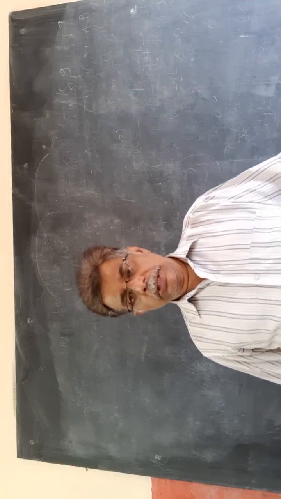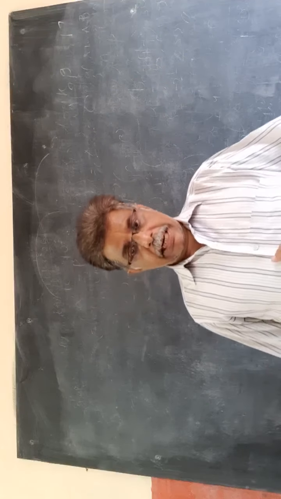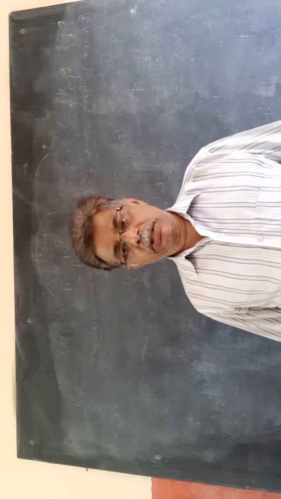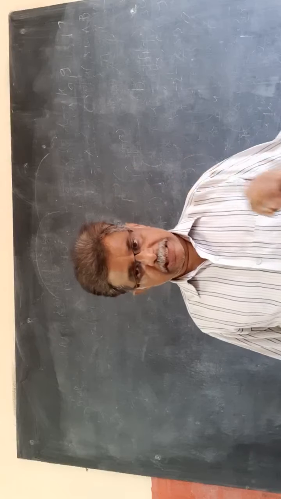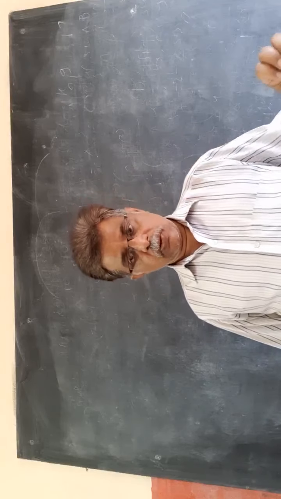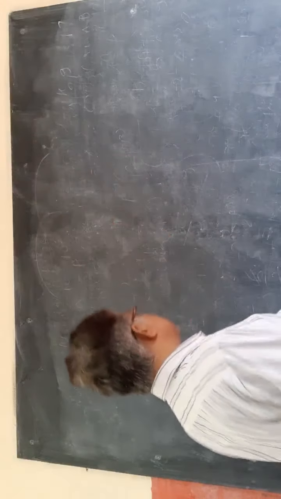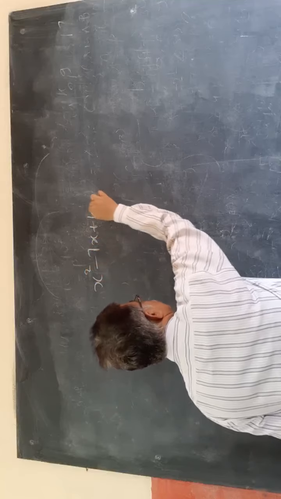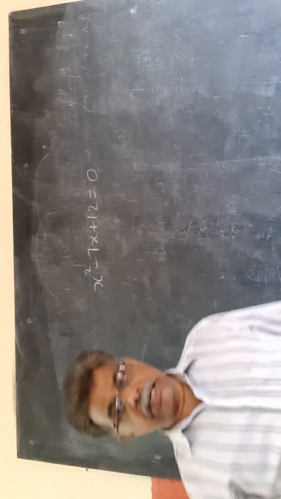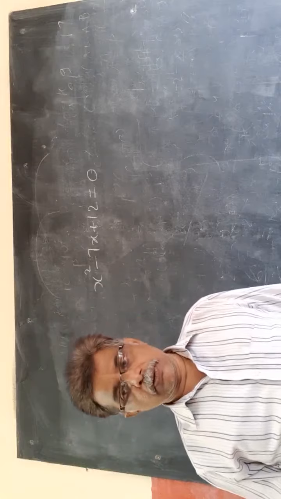Now we will do some exercises from your textbook regarding these concepts. Now we will do the exercise sums based on those concepts. First sum: find the roots of the equation x² − 7x + 12 = 0.